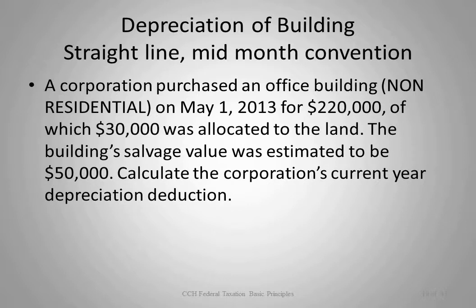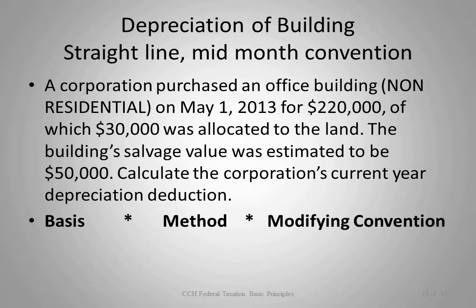So here's an example. Corporation purchase an office building. That'll be non-residential. I won't always give you that hint. On May 1st, 2013, I will always give you the total purchase price and tell you how much of that was allocated to the land. The next sentence here, the building's salvage value was estimated to be $50,000, is a red herring, right? Because we ignore salvage value when we are doing MACRS depreciation. So it's your job to determine the basis, determine the method, and the method will be the life divided by, with straight line or double declining or 150%. The modifying convention, well, because it's a building, it'll be a mid-month convention.